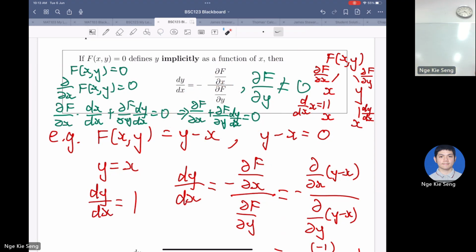So the condition here is that del F over del y cannot be 0. You cannot divide by something that is 0.